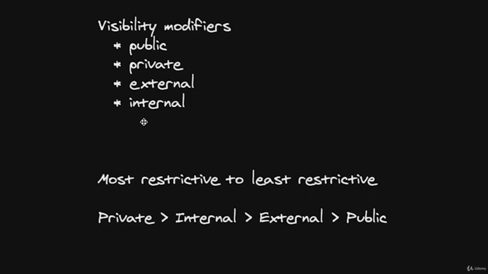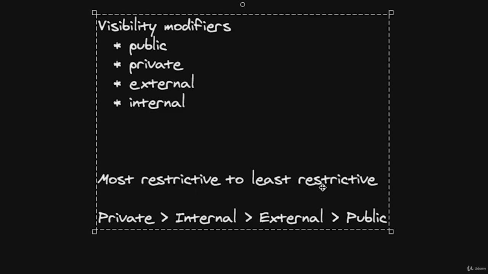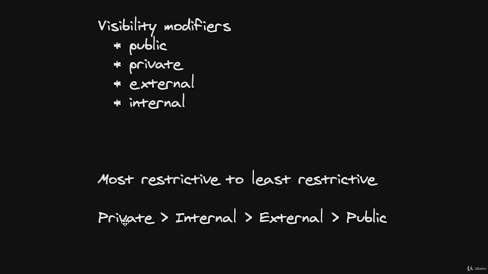And then there is internal. This is only visible internally, which means the contract itself and anything that's inheriting from the contract can call that function. So on the scale of most restrictive to least restrictive, this is how it goes. Private, which is most restricted, then there is internal, then there is external and public.